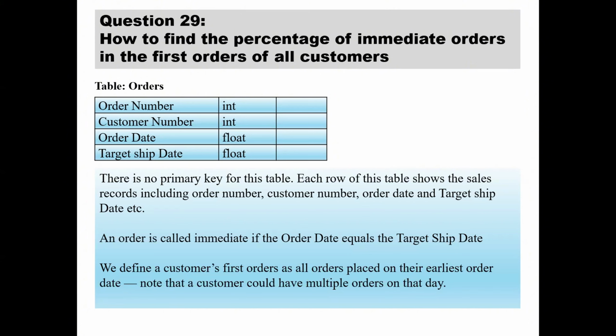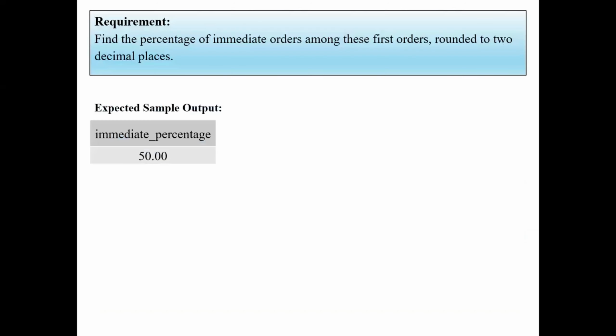Here's the problem. We have an orders table with fields for order number, customer number, order date, and target ship date. An order is called immediate if the order date equals the target ship date. We define a customer's first orders as all orders placed on their earliest order date. Note that a customer could have multiple orders on that day. Our goal: find the percentage of immediate orders among these first orders, rounded to 2 decimal places.